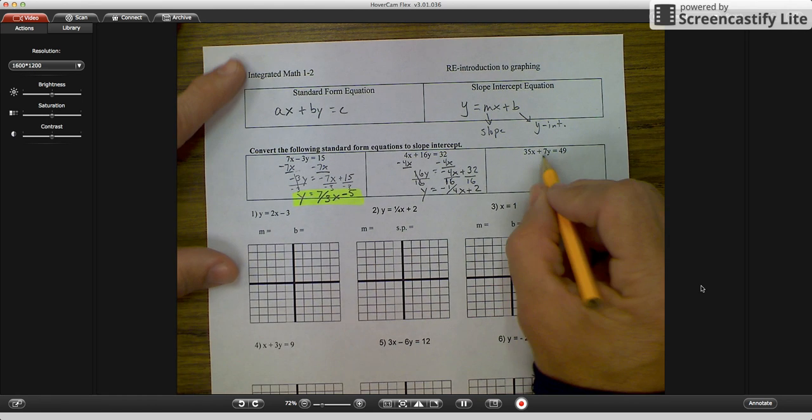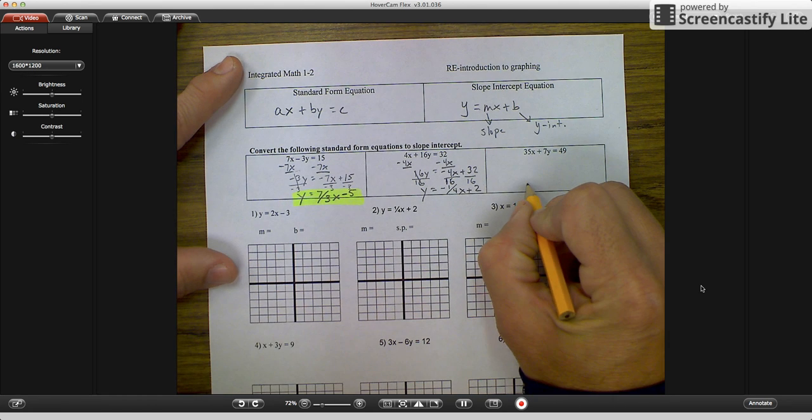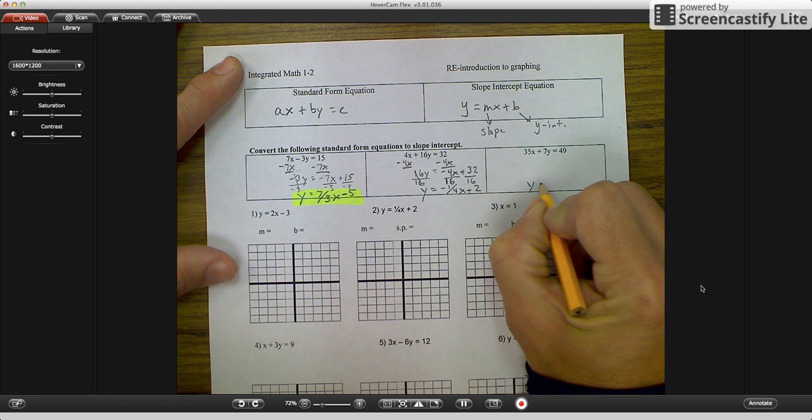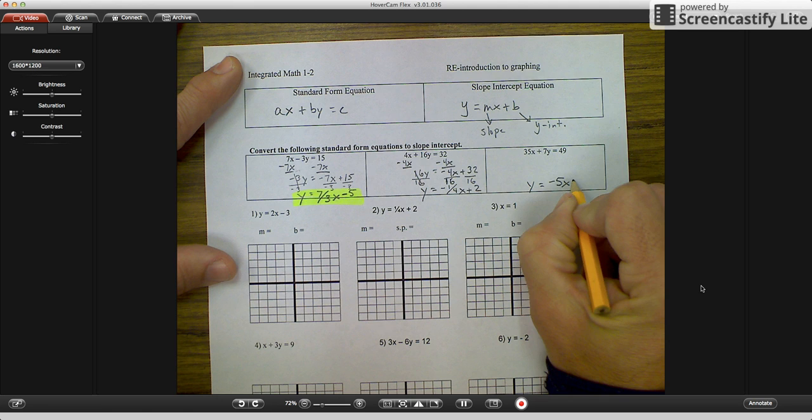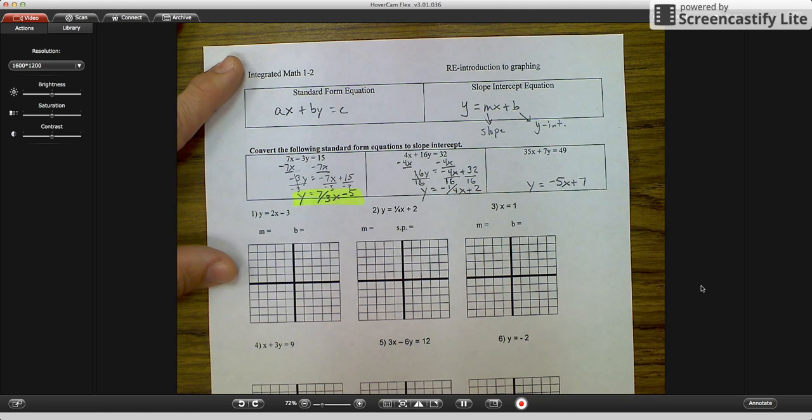Why don't you pause the computer and do number 3. Okay, since you paused the computer, I'm going to come back and just give you the answer. I believe the answer is y is equal to negative 5x plus 7.